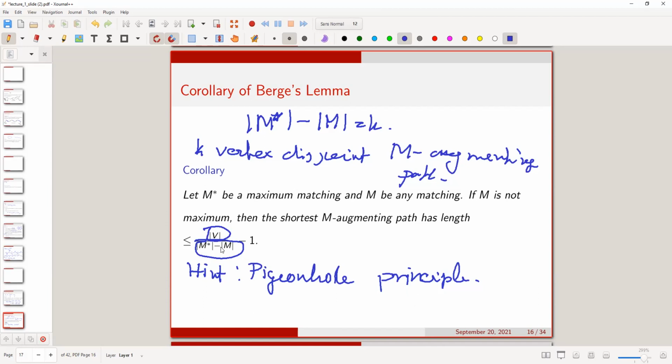Okay, so does anybody have any question till now? So the shortest path should have length less than or equal to |V| divided by |M star| minus |M|. But why is the minus 1 there?